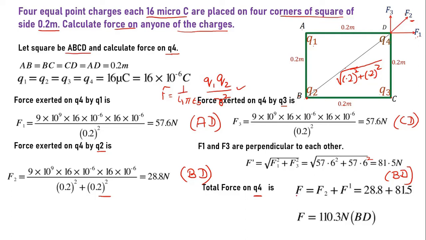So total force is F. How we can get it? It is simply by the algebraic addition of F2 plus F dash, because both the forces are acting along the BD direction. So we have to simply add this magnitude 28.8 Newton and this 81.5 Newton, and by adding we will get this value, and the net direction is along BD. I hope with this particular question the concept of the superposition principle might get clear to you.